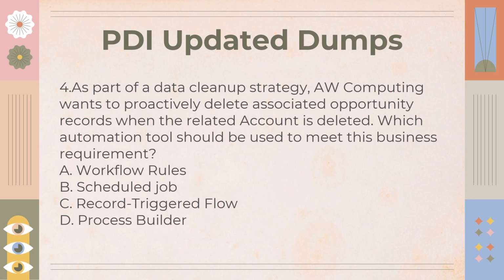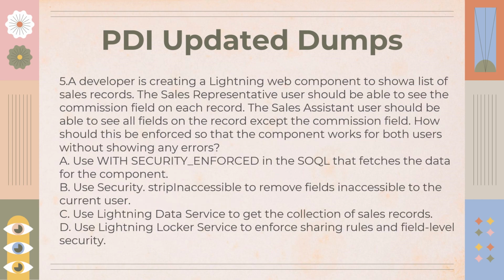4. As part of a data cleanup strategy, Universal Containers wants to proactively delete associated opportunity records when the related account is deleted. Which automation tool should be used to meet this business requirement? A. Workflow rules. B. Scheduled job. C. Record-triggered flow. D. Process Builder.